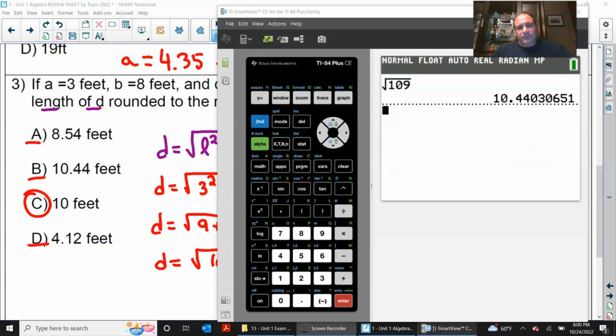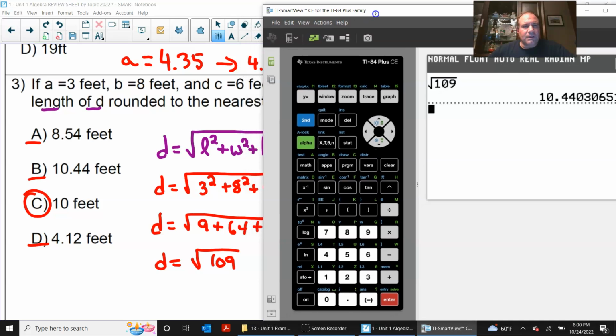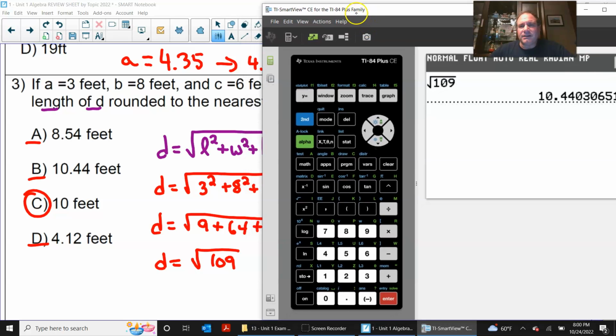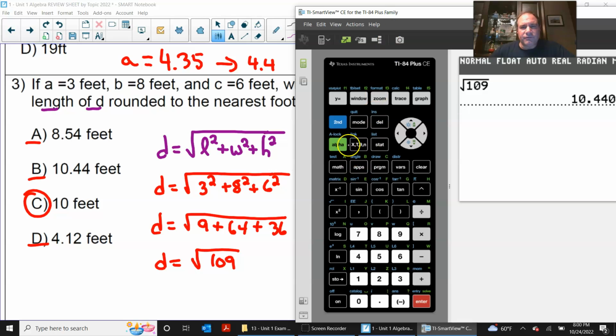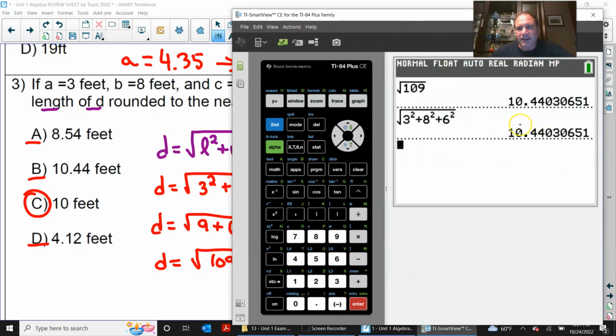So just remember, like when I was telling you before, to put everything in all at once, we're just going to move this over here. And I'll just show you what I mean. If you press square root, and you have 3 squared, you could put that in, and then plus 8 squared, and then plus 6 squared. And you don't even really have to do anything. That's it. The calculator is going to figure it out for you.